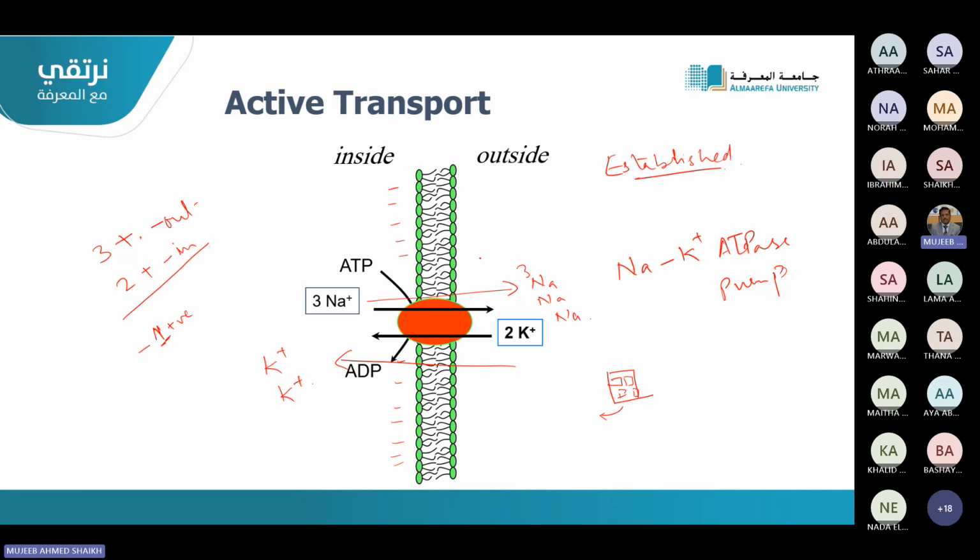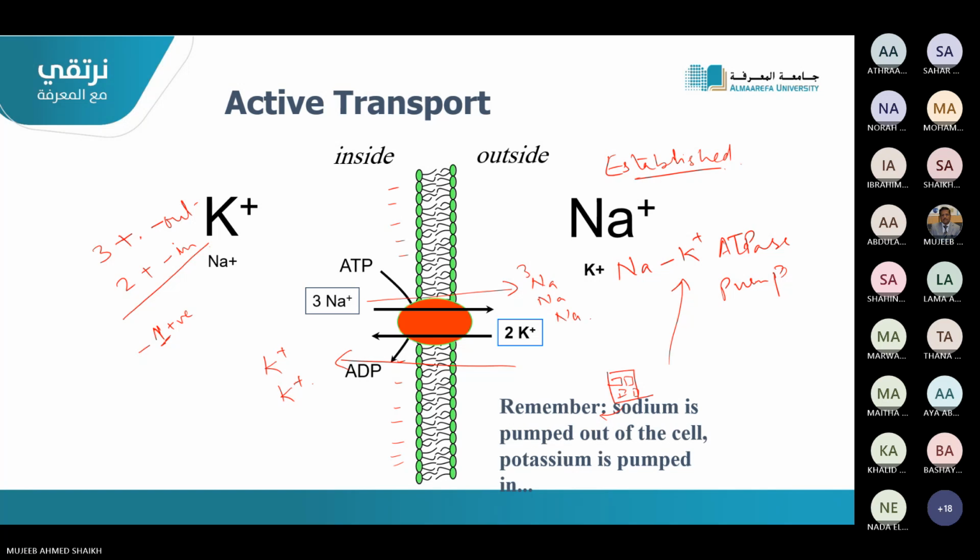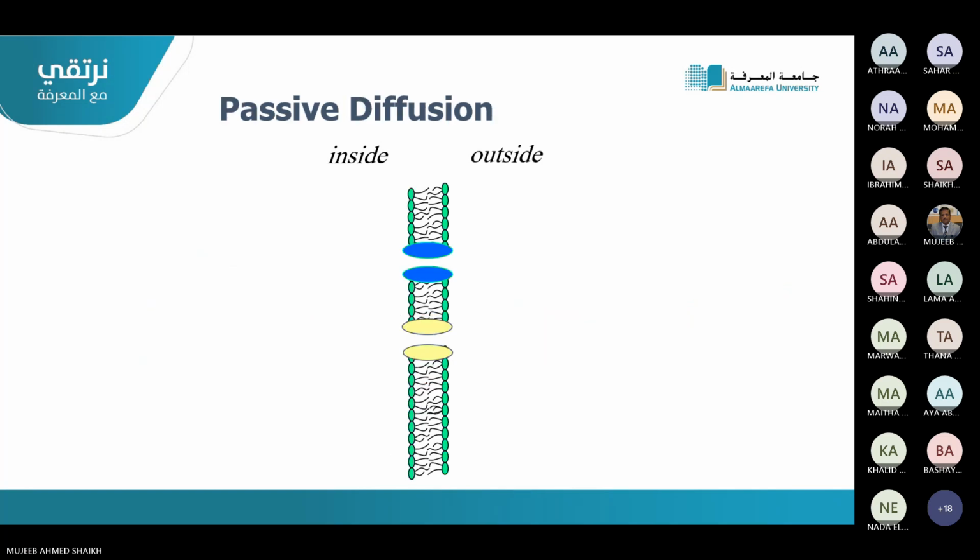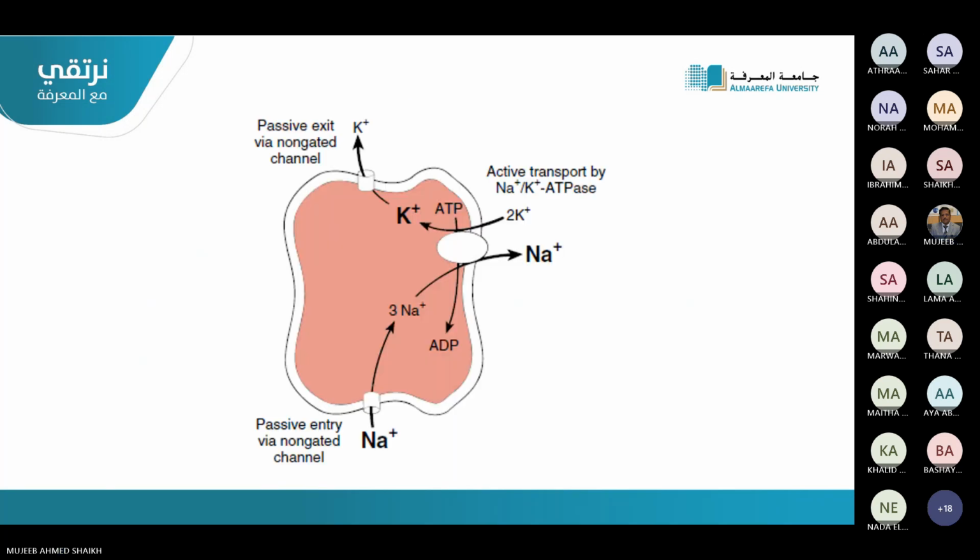And it is done, this resting membrane potential is established because of the sodium potassium ATPase pump. So the cause of establishment of the resting membrane potential is the sodium potassium ATPase pump. So inside becomes more potassium, outside becomes more sodium. And because of passive diffusion, sodium will try to come in and potassium will try to go out.